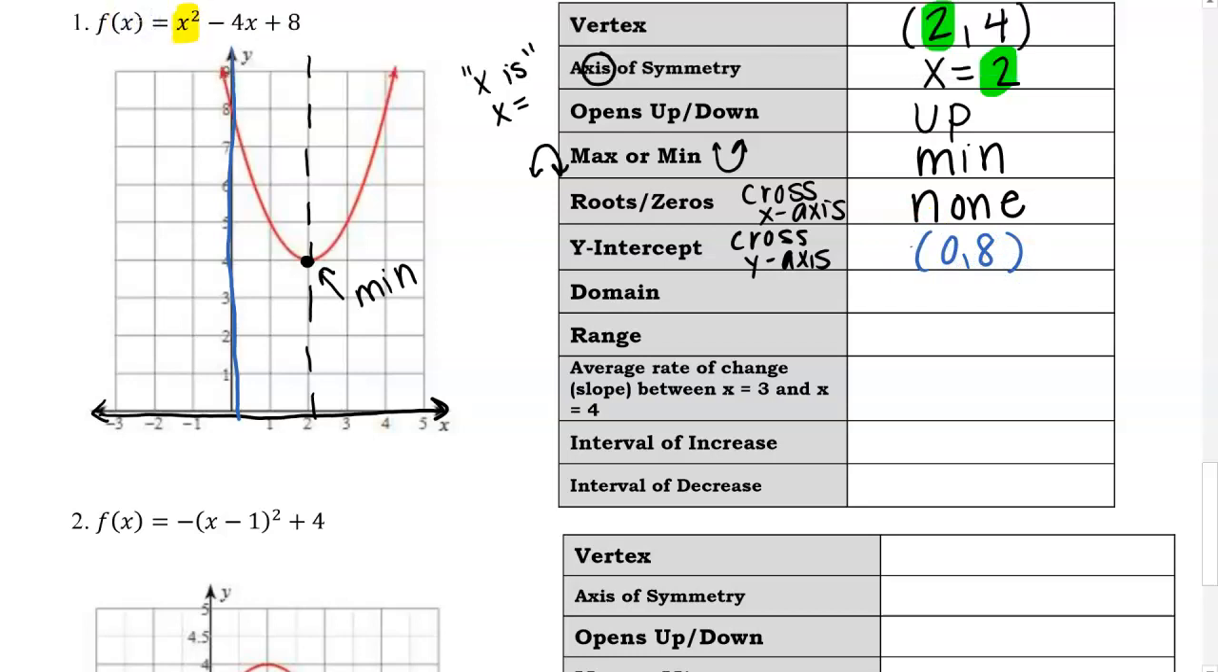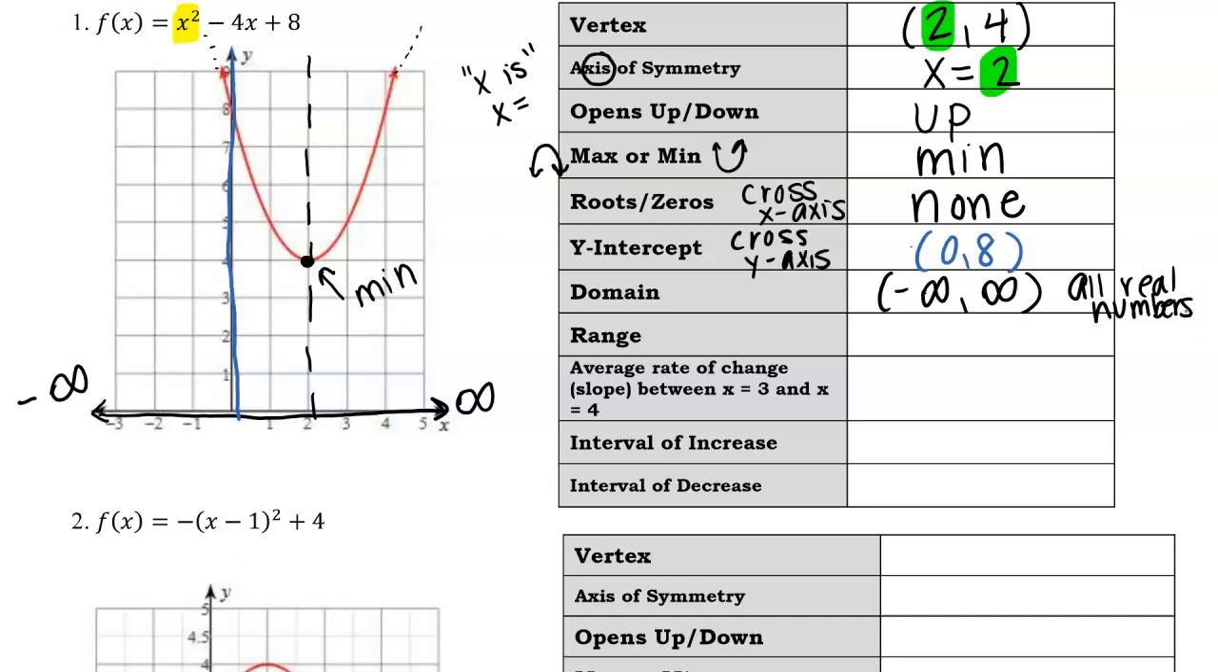Domain. Our domain, remember, x's go from negative infinity in this direction and positive infinity in this direction. Because we have arrows on the end of our graph, it's telling us that the parabola is extending on both sides all the way to infinity and negative infinity. Another way of saying this is all real numbers. Okay, so either of those would be acceptable. The domain is all real numbers, or in the notation we're using in class, negative infinity to positive infinity.